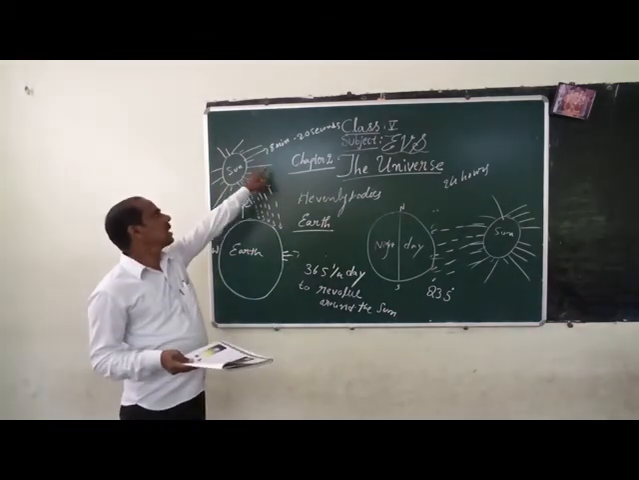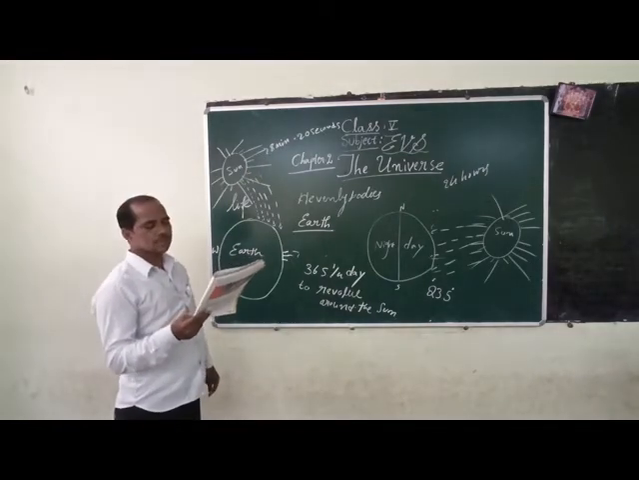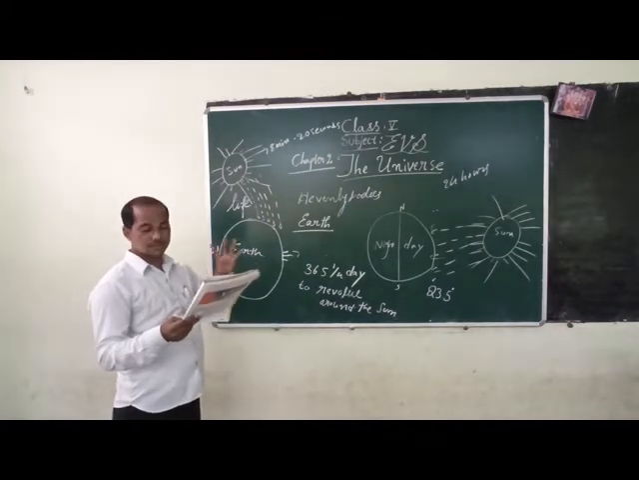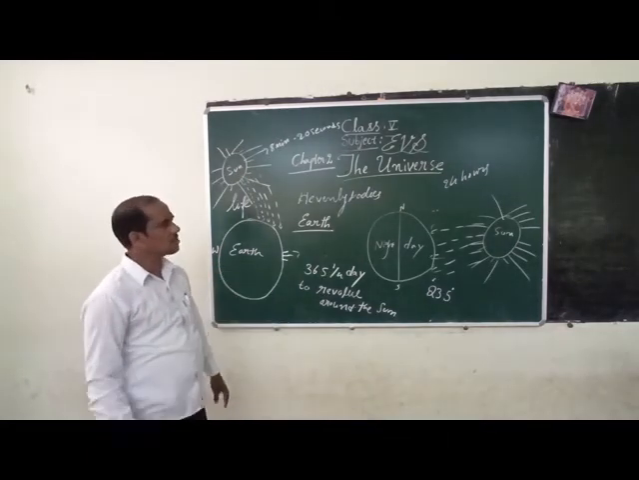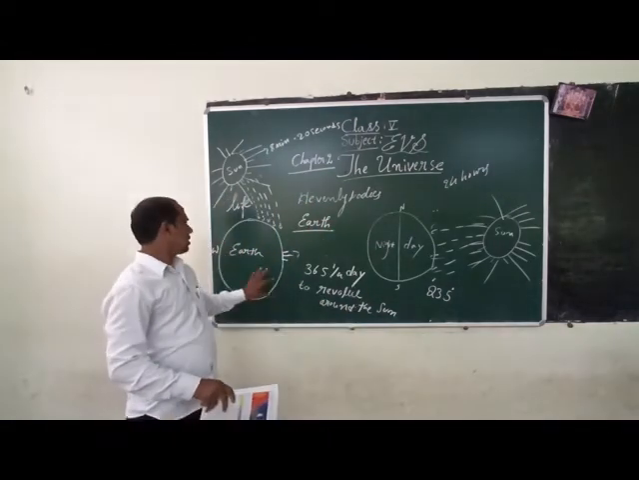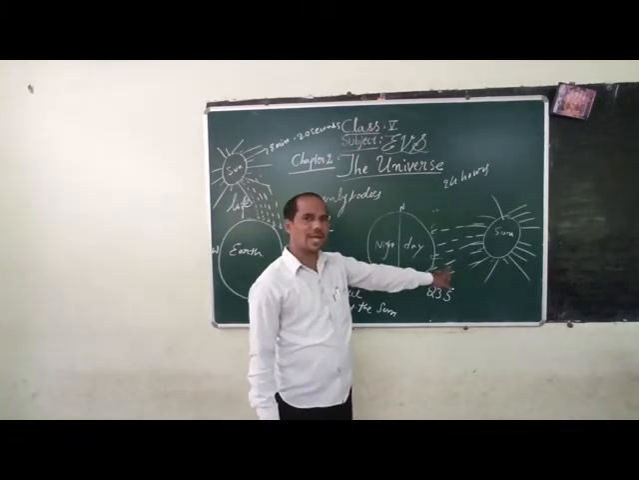Sun rays take 8 minutes 20 seconds to reach us. Then the Earth rotates at a fixed speed on its axis from west to east. How many hours does it take? 24 hours. In that process, day and night occur. I told you how day and night occur.